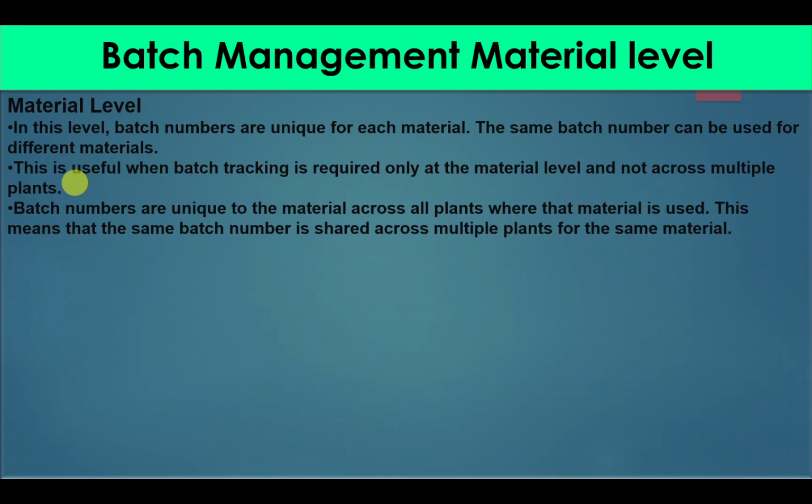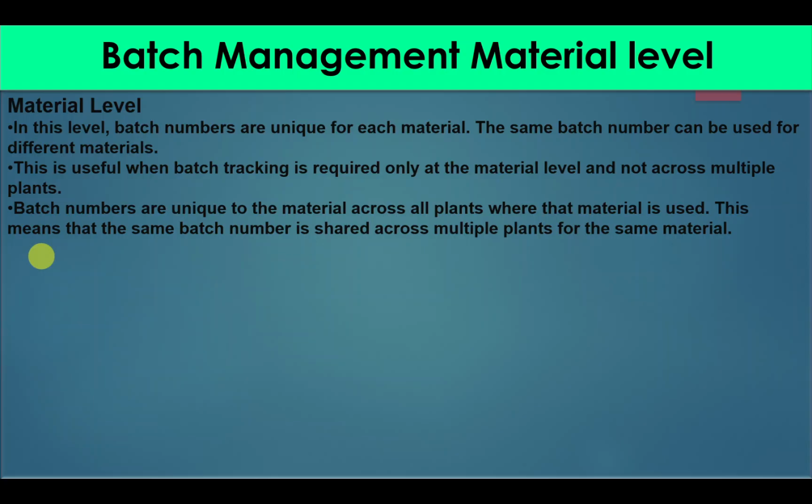The second one is batch management at a material level. This is a widely used level where most of the companies prefer to use batch management at the material level. In this level, batches are unique for each material. The same batch number can be used for a different material. So it will be a combination of material plus batch number. This is useful when batch tracking is required only at the material level and not across multiple plants.